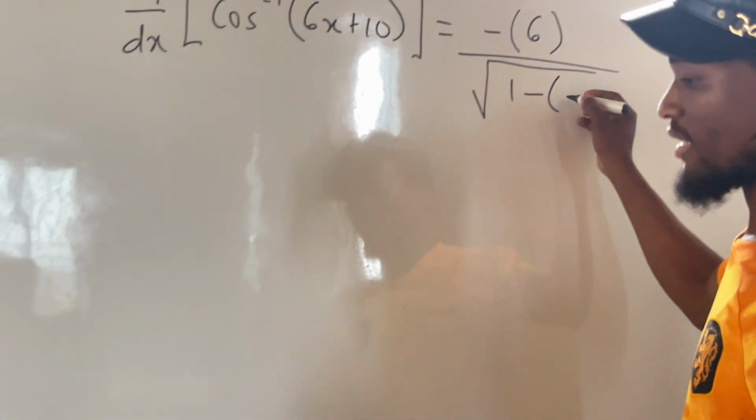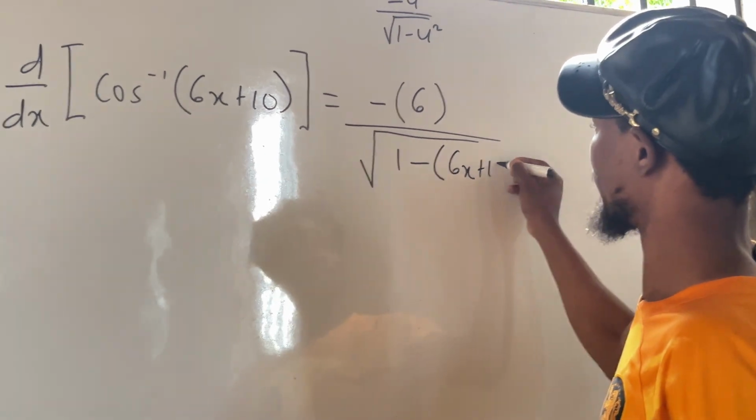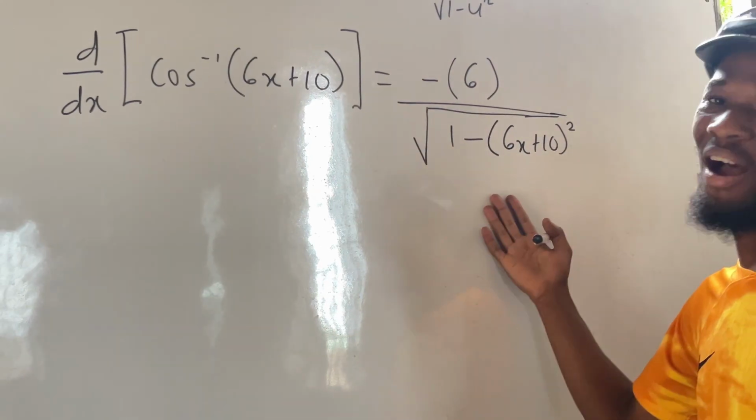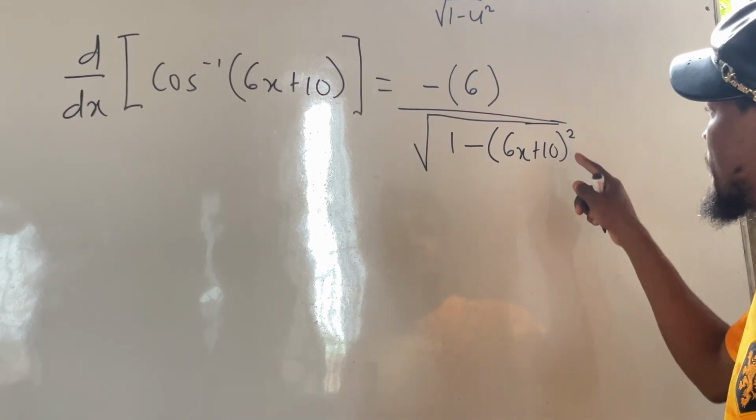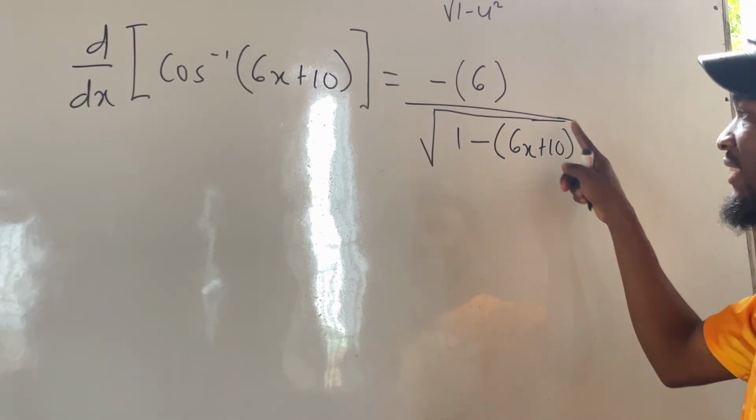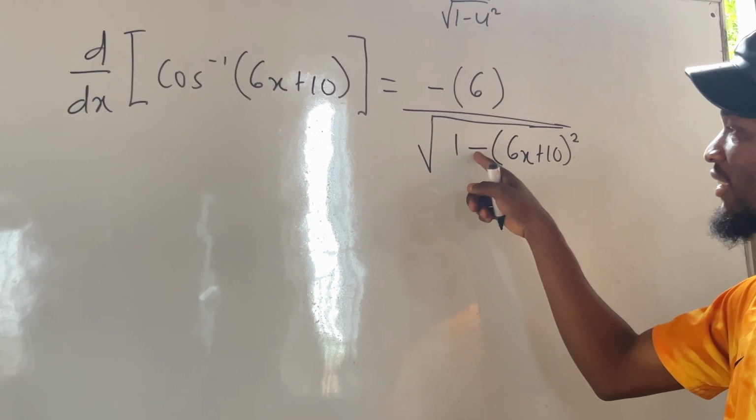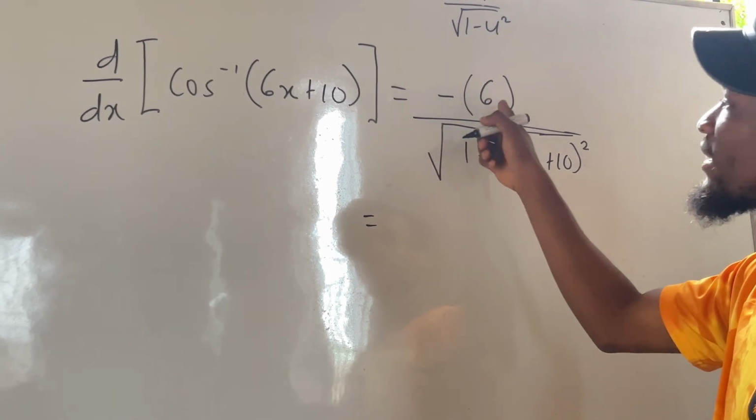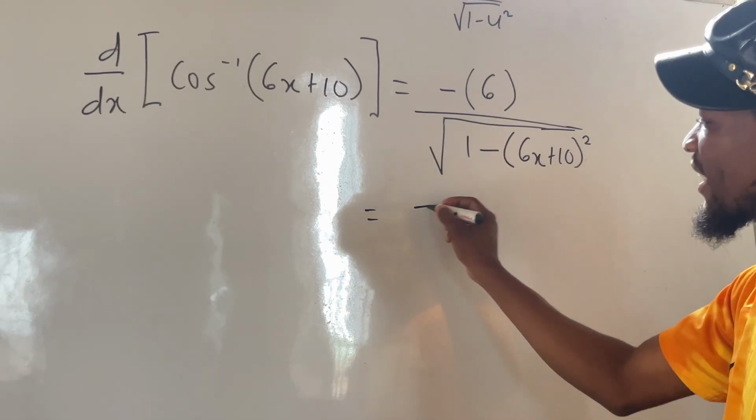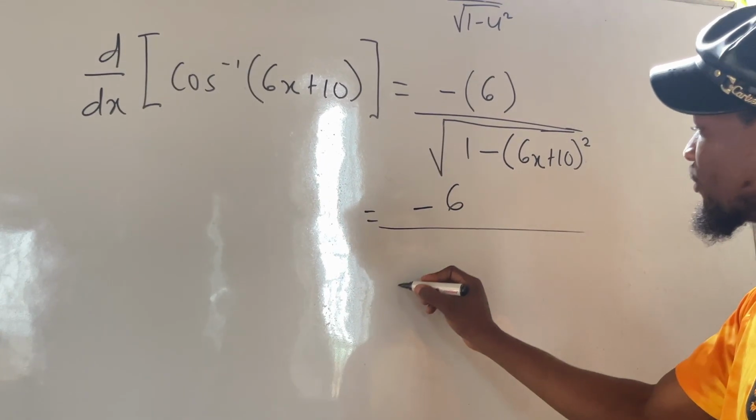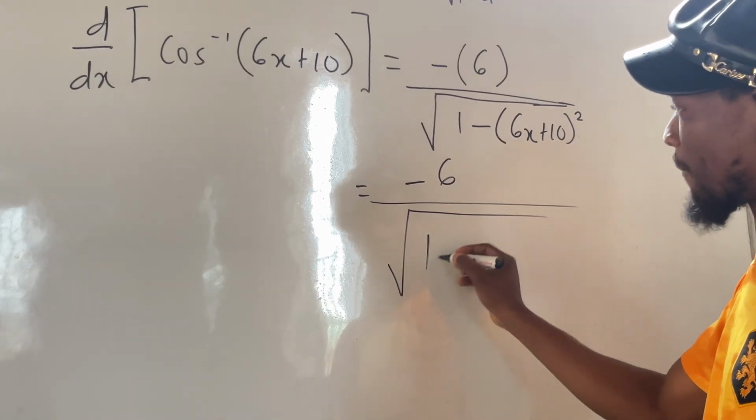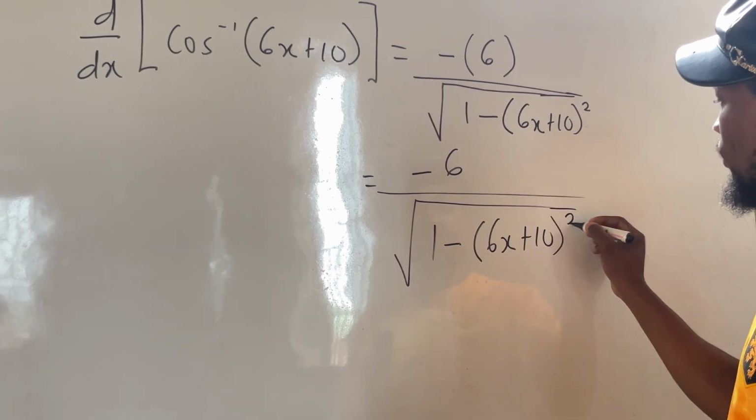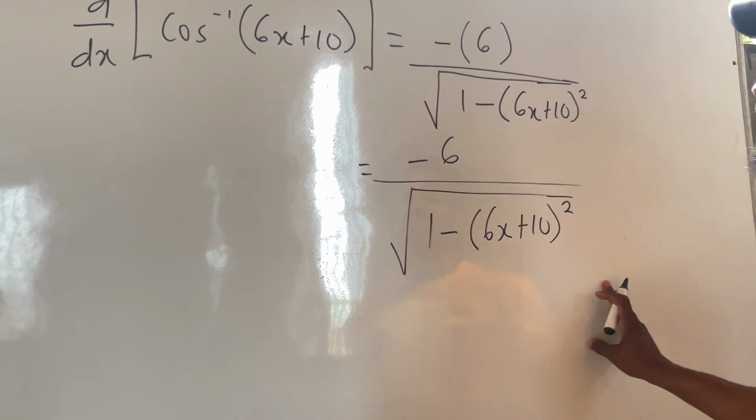So I have it to be 6x plus 10 all squared. Viewers, you can leave your answer in this form, or you can decide to expand this, then multiply through by the negative. It is the same thing. So this is equal to negative 6 all over square root of 1 minus 6x plus 10 all squared.